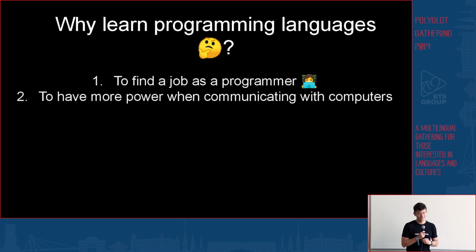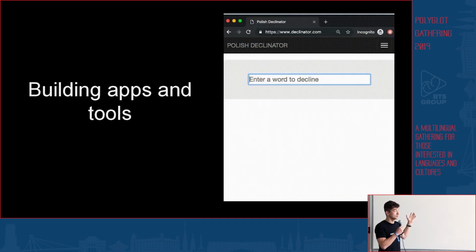The second benefit of knowing programming languages is something I've already shown: you can build apps and tools and programs. And if you're not convinced by writing those short scripts for Google Spreadsheet, or you don't want to build the next Duolingo or Memrise or Google or whatever, you can build something in between. There's another example of my personal project, which is declinator.com. That's a website where you can find declensions of Polish words. In this example, I'm trying to get the declensions for the word computer. In Polish, it's komputer, right? There are lots of things that you can build, and it's really enjoyable.